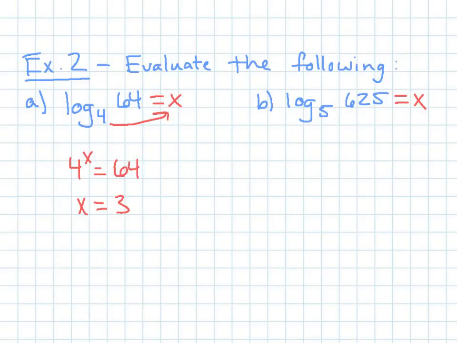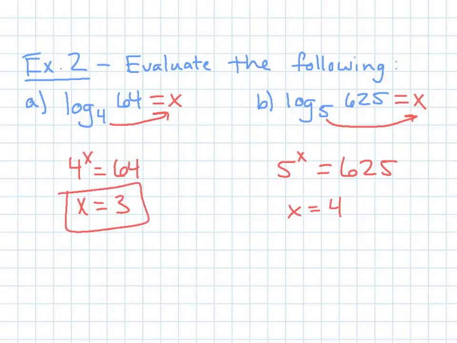Okay, same thing with log of 625 base 5. So I move the 5 over, 5 to the x equals 625. So then 5 to what power gets me 625? I believe, because the 3rd power is 125, the 4th power gives me 625. And then that would be my answer for these. Okay, so super easy.